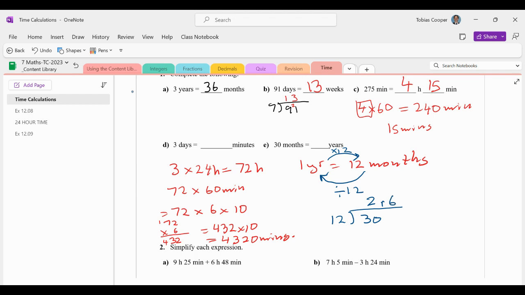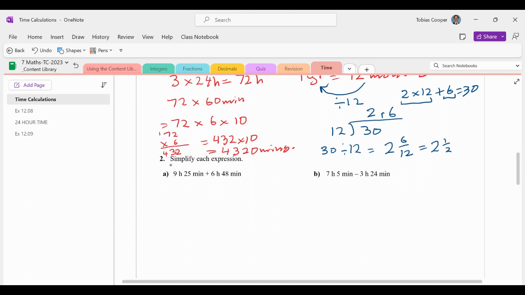Okay, so you could write your answer then as 30 divided by 12 will be 2, and the remainder will be 6 over 12 there. Now that's the same as 2.5. Okay, so our answer would be 2.5 years. Okay. Another way you could think about that is 2 lots of 12 is 24 plus 6 is 30. So there's your 2 years here. And 6 months is half of a year. So you could think of that as 2 years and half year. Hence 2.5 years.